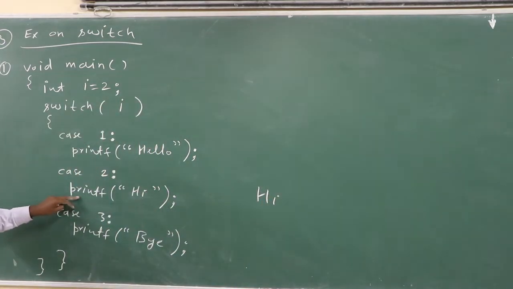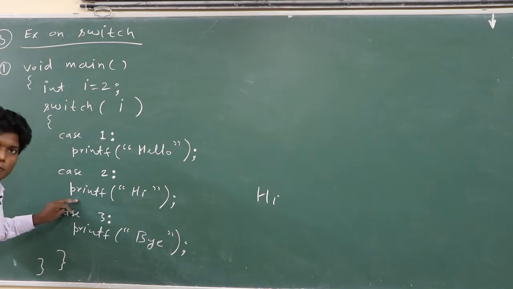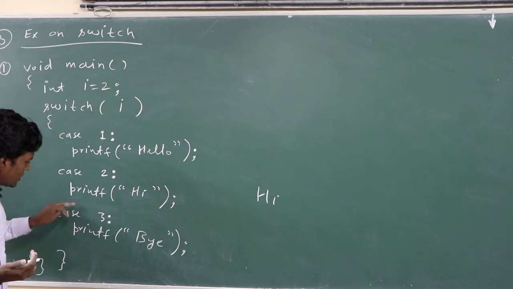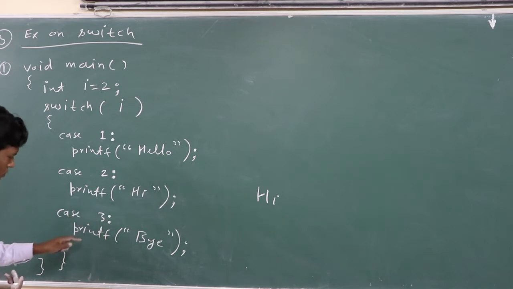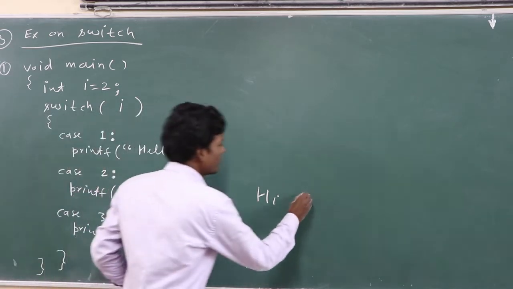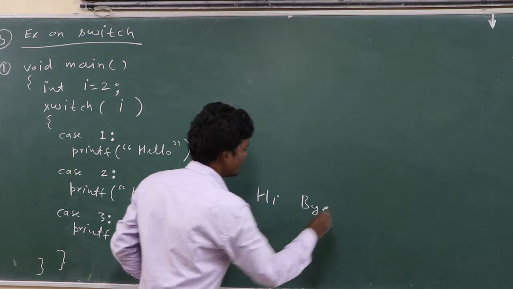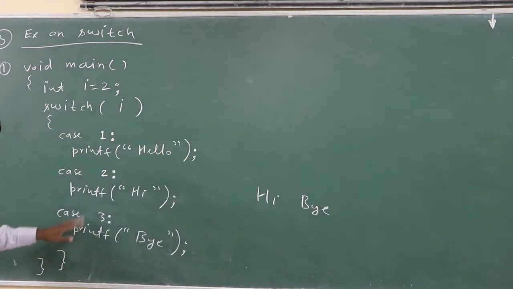Here there is no break statement, so subsequent cases will also be true. Subsequent cases means here case 3. Successor cases will also be true, so case 3 will also be true. Printf by, result is hi and by. Okay class, so this is the example.